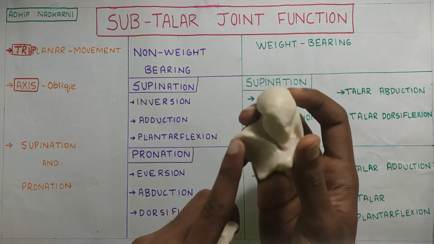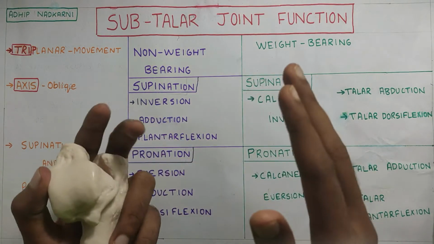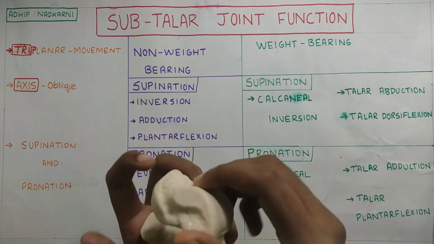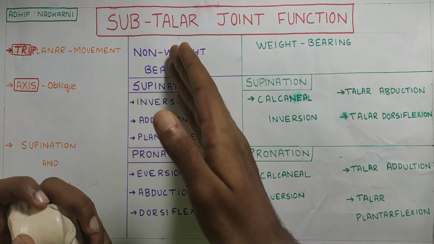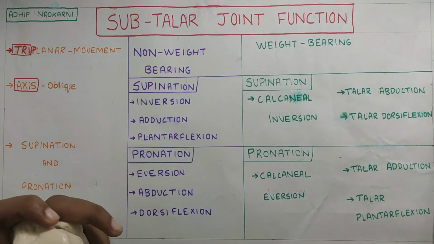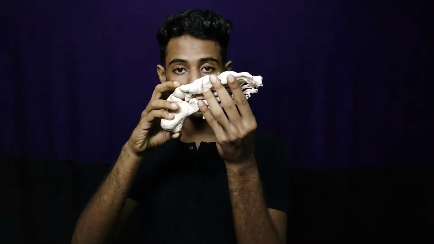So now that you know that the concave and convex surfaces have different movements and they have a screw-like mechanism, let us see what happens in non-weight bearing and weight bearing of the subtalar joint. At the subtalar joint, the movements occurring are supination and pronation. When you talk about supination, it is basically your leg going for plantar flexion, inversion and adduction, right? And when you talk about pronation, it is your leg going for dorsiflexion, abduction and eversion. So inversion is this way and eversion is this way.